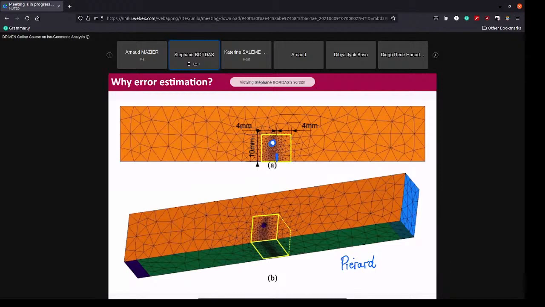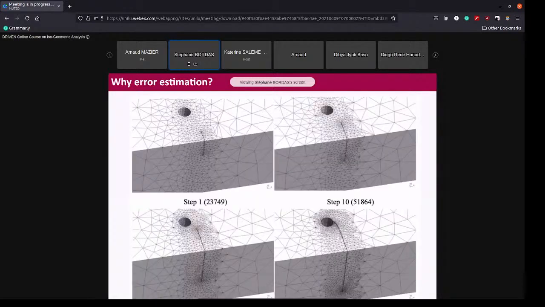This is a pre-crack, which is a quarter penny crack, which is typical of what you use in the aerospace industry. You usually put an initial crack, and you try to measure how many cycles that crack can grow before you end up with total destruction of the component. And well, as you can see, with local refinement, you can solve the problem with about 300,000 elements.